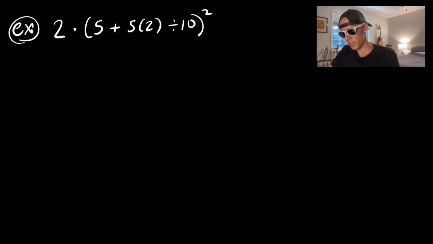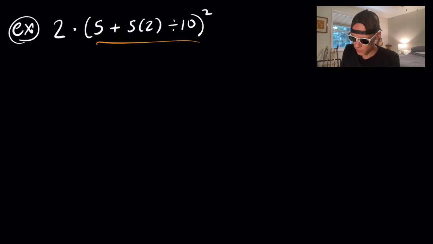2 times, in parentheses, 5 plus 5 times 2. If you don't see that little multiplication dot and you just have a number next to another number, and usually one of them is at least in a parentheses by itself, that just means multiplication. So again, 2 times, in parentheses, 5 plus 5 times 2 divided by 10, and then all that squared.